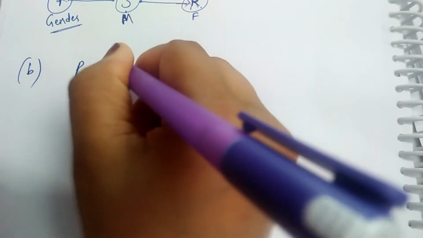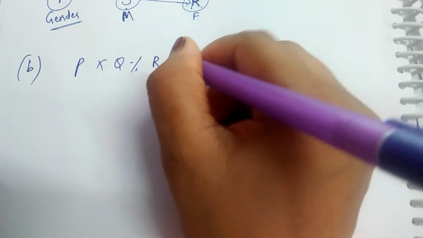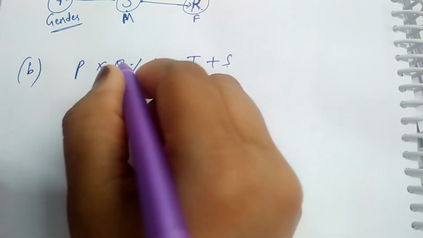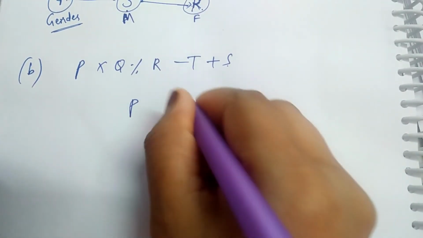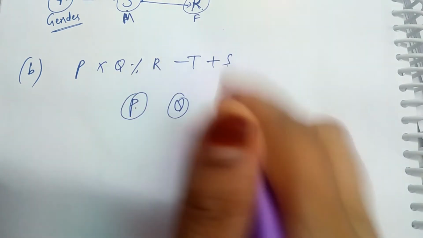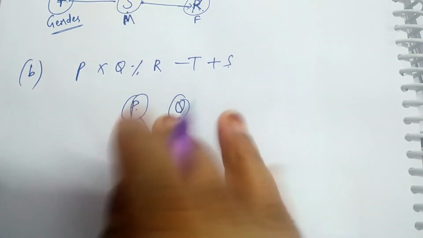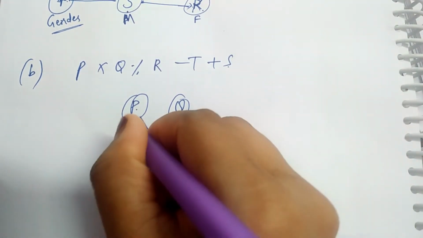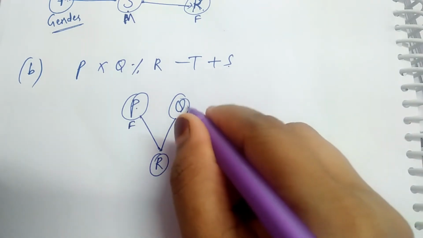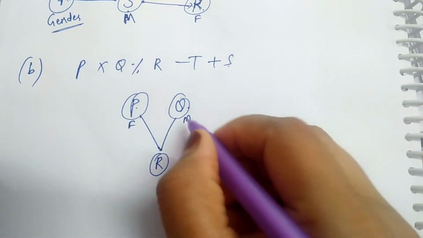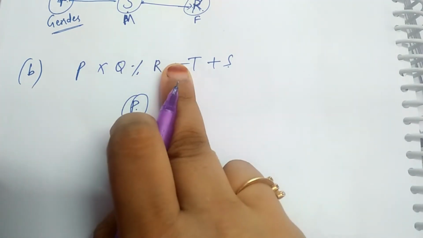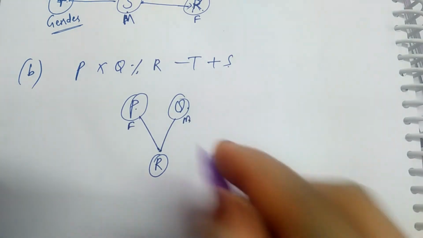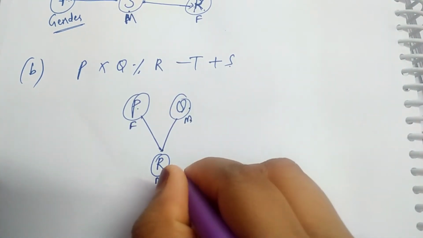P into Q percentage R minus T plus S. Now let's see this. P into Q means P and Q are husband and wife, right? Q percentage R means the father of R is Q. This is the male we got to know, and this is the female. Here, R minus T represents that R is a brother of T. R is a male and is a brother of T.